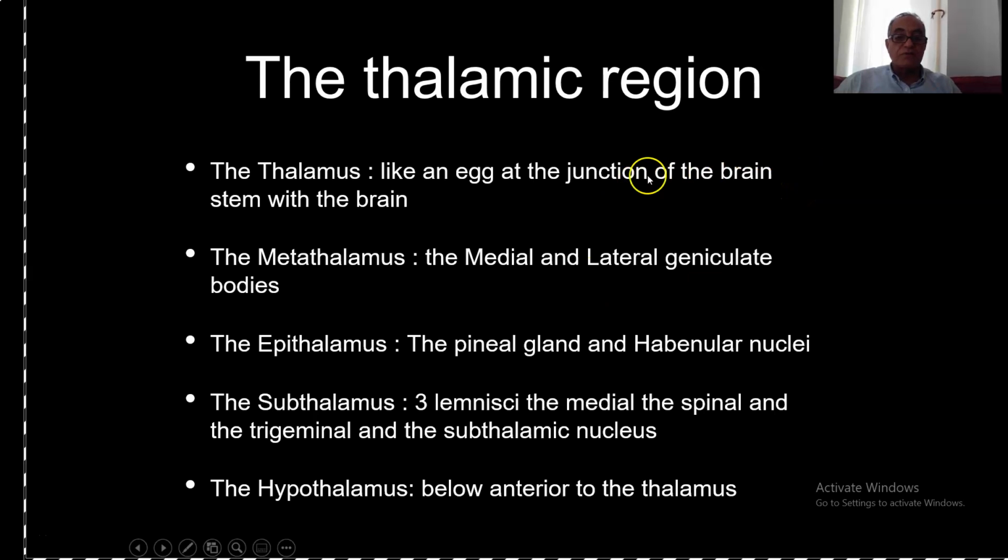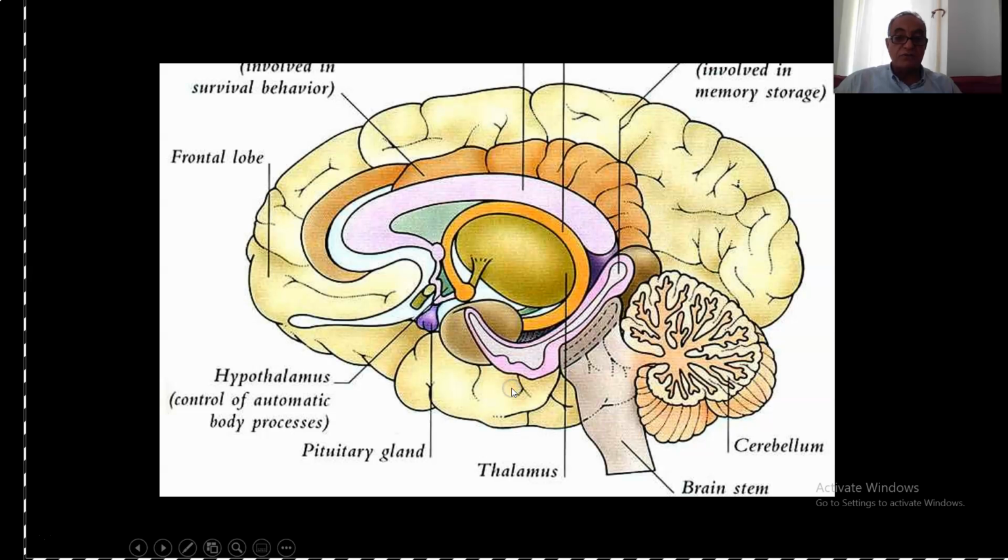When we talk about the thalamus, we mean it is like an egg at the junction of the brainstem with the brain. The metathalamus is the medial and lateral geniculate bodies. The epithalamus is the pineal gland and habenular nuclei. The subthalamus consists of three lemnisci, the medial, the spinal, and the trigeminal lemnisci, and the subthalamic nucleus. The hypothalamus is present below and anterior to the thalamus.